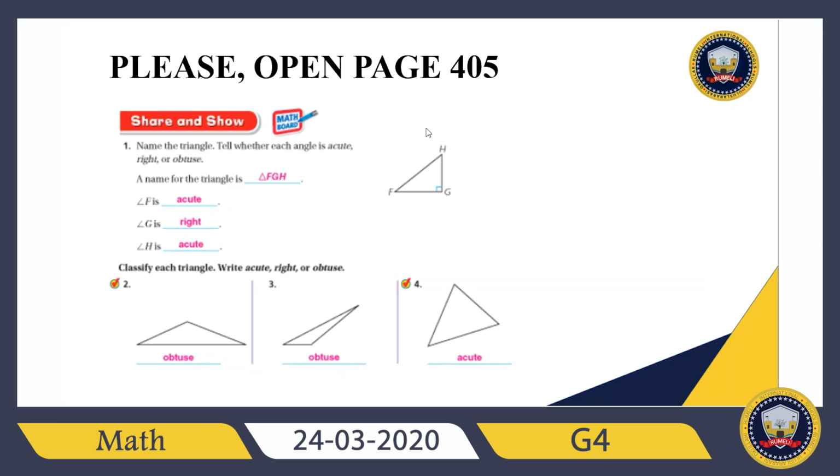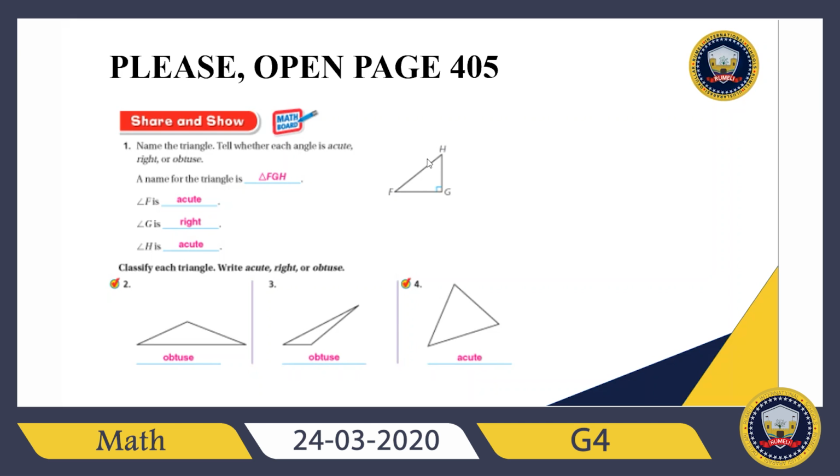Right now, let's check your book. Please open page 405. Let's check the share and show parts. Let's read the first question together. It says, name the triangle. Tell whether each angle is acute, right, or obtuse. If I want to give a name for this triangle, I can use 6 different names for the same triangle. First of all, I wrote triangle FGH. If you want, I can write HFG, it doesn't matter. You can switch their places.